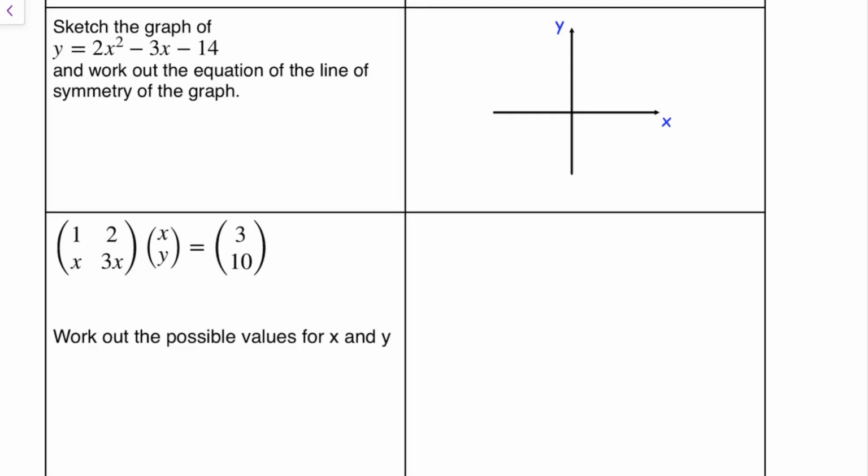Next question. Sketch the graph of y equals 2x squared minus 3x minus 14 and work out the equation of the line of symmetry on the graph. Well, I almost want to do this back to front. So I'm going to complete the square.